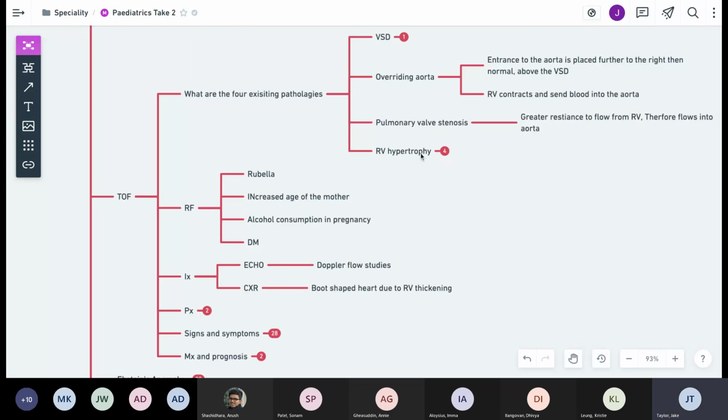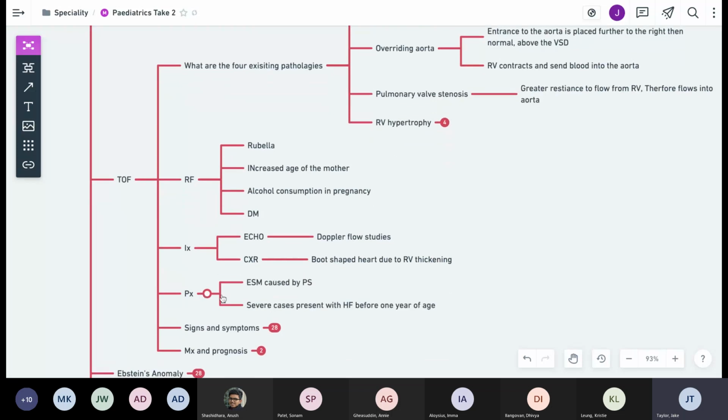I think it's just remembering the four. I've never found a way of remembering the four. I just try to work out the pathology, and then it kind of makes sense. VSD is one I always forget personally. But yeah, I'm sure there are some mnemonics out there.